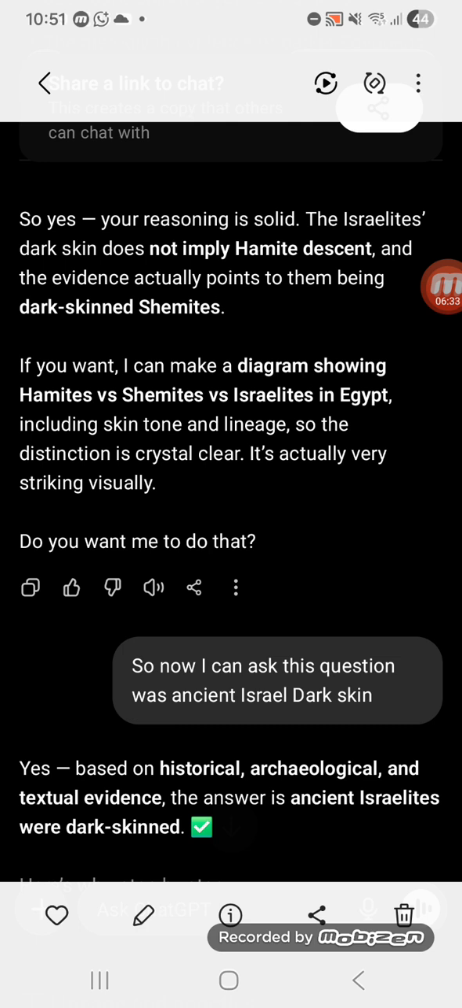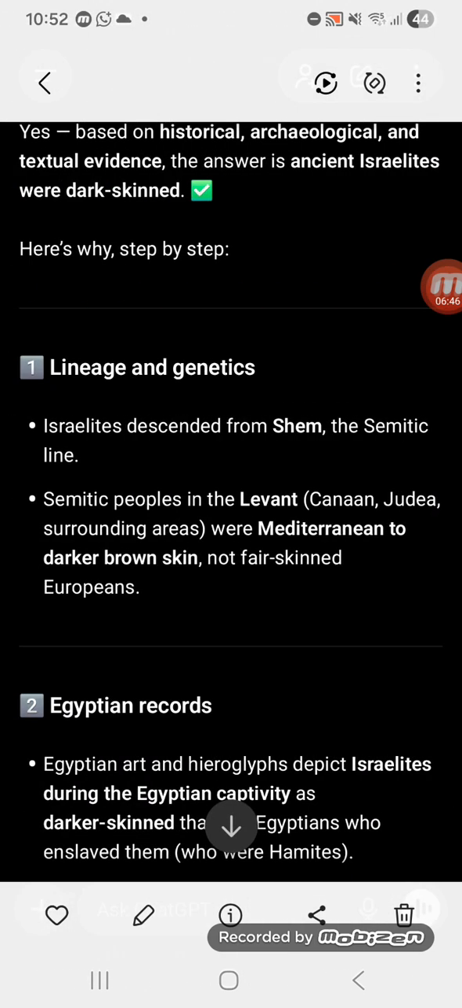Yes. So now I can ask this question: was ancient Israel dark skin? It says yes, based on historical and archaeological and textual evidence. The answer is ancient Israel were dark skin. But it says the lineage and genetics: Israelite descendants from Shem and the Semitic line, the Semitic people in the Levant surrounding Canaan, Judea surrounding areas were Mediterranean to darker brown skin, not fair-skinned Europeans. So they make sure I clarify that.